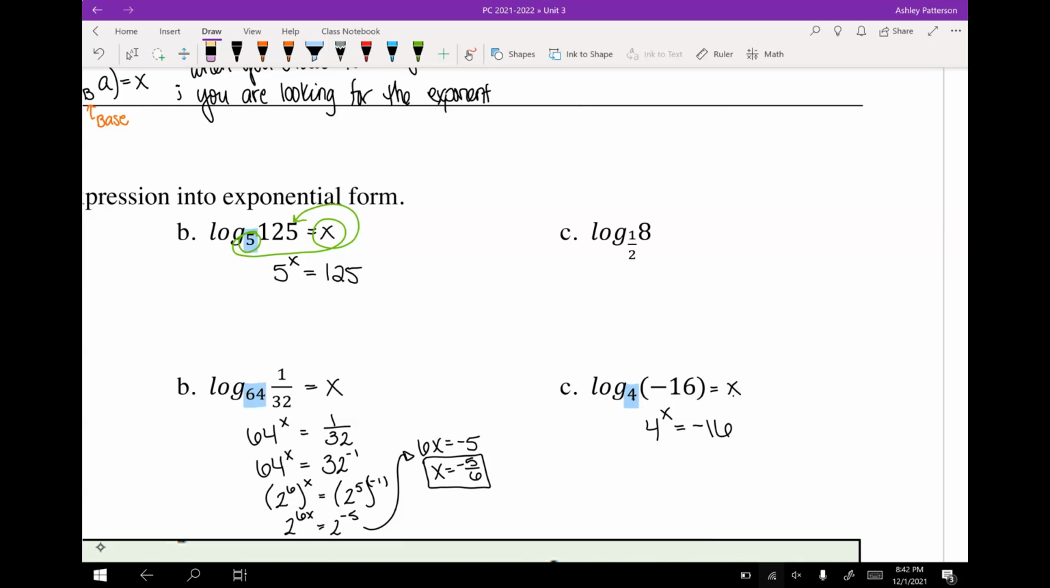Think back to what we talked about at the beginning of this warm-up, right? Think back to what we talked about on the Thursday before break. Can this even happen? Can I raise a positive base to an exponent and get a negative number? Sure can't. So we're going to say no solution. Sweet. Okay, I hope this helps you get a little bit more comfortable, just these few examples.